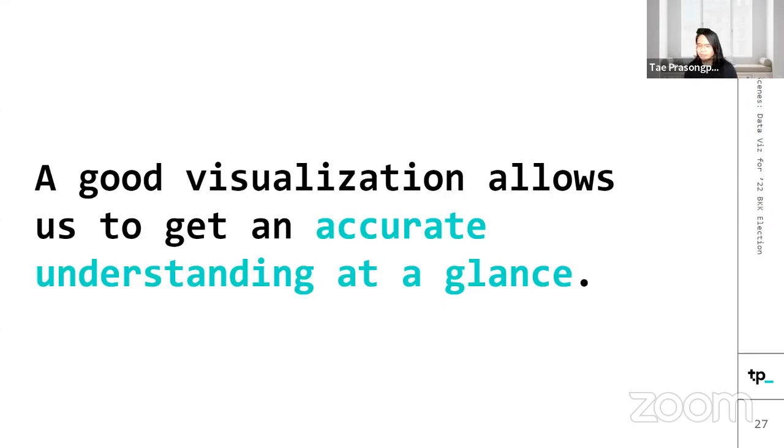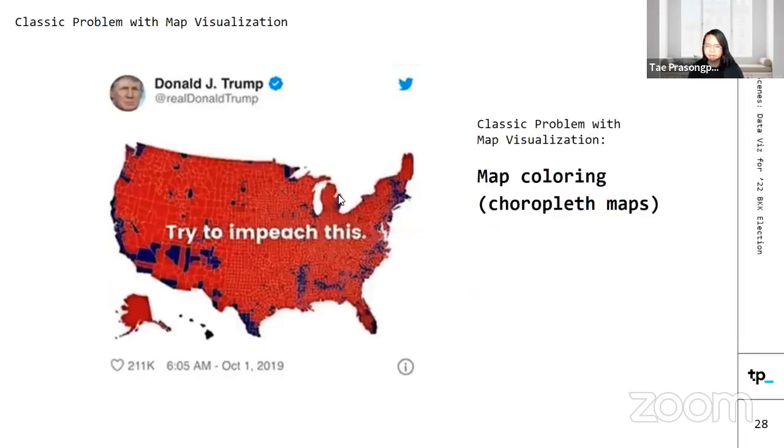This is about speed. You would have to get it communicated quickly. And the second part is you would need it to be accurate, or else you would risk making misleading data visualizations. If we go back to 2019, when in the United States there was an impeachment ongoing against ex-president Donald Trump, he posted this image on Twitter saying, try to impeach this, trying to communicate that he's backed by the vast majority of the country.